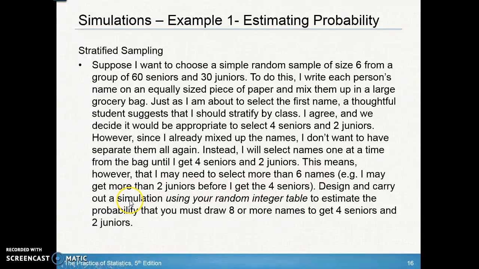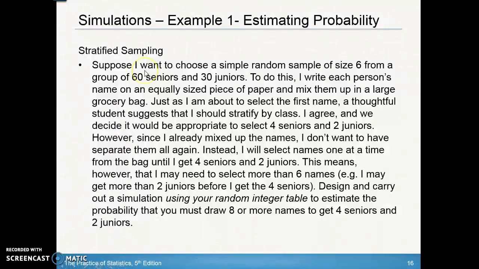So we're going to design and carry out a simulation using our random integer table to estimate the probability that you have to draw 8 or more names to get 4 seniors and 2 juniors. So this one's a little bit trickier. Think about this in your head for a second before we move on.